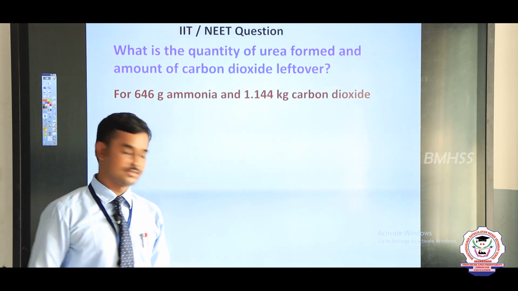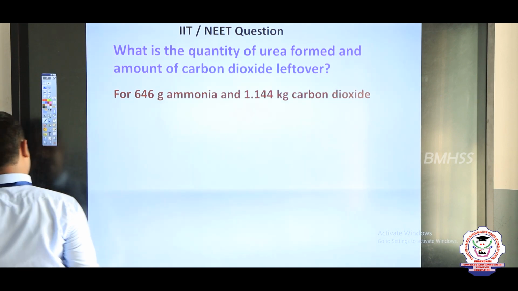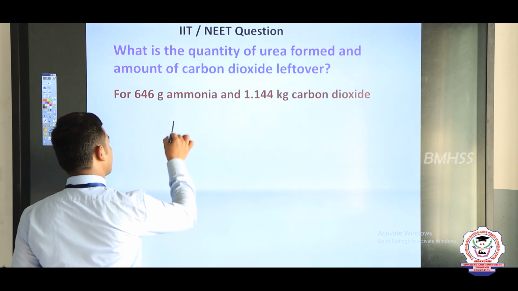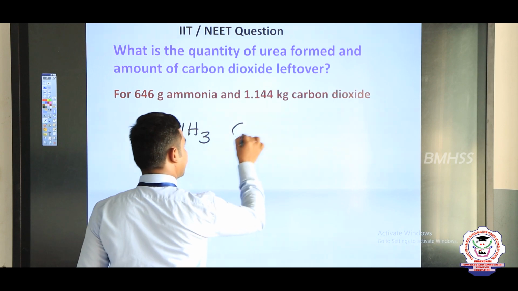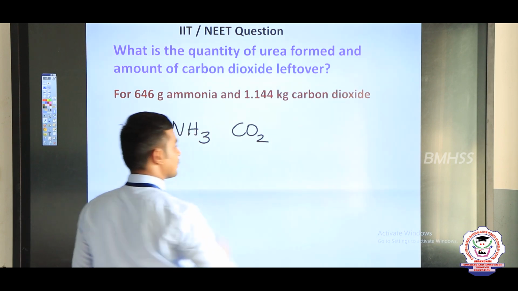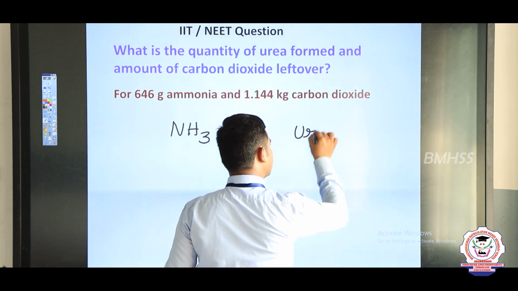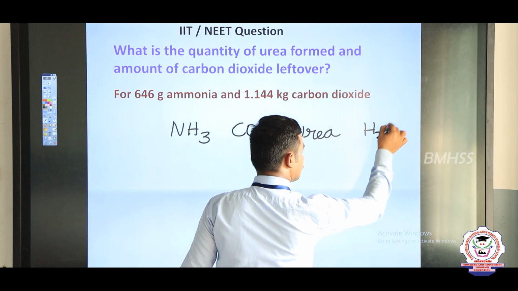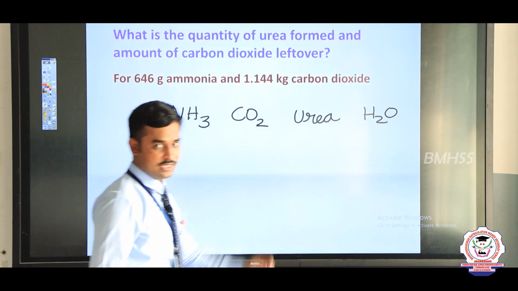Shall we go to the reaction? Yes, let us see, students. In this reaction, we have 2 reactants: ammonia and carbon dioxide, and we have 2 products, that are urea and water molecules. So, in this reaction, we have 4 types of molecules.